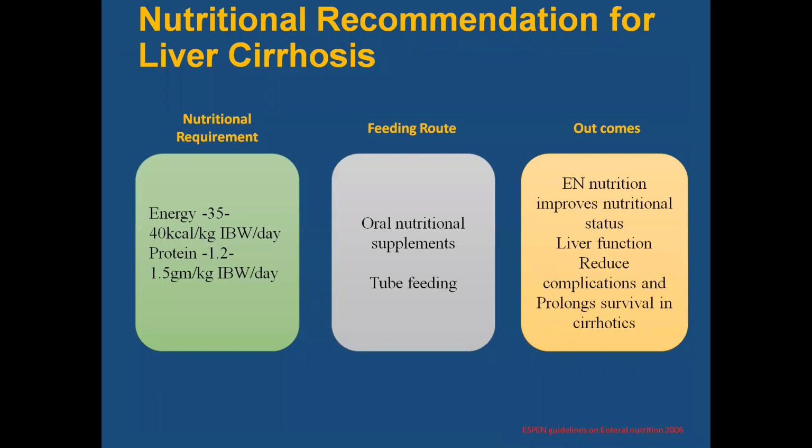This is the nutritional recommendation for liver cirrhosis. Nutrition requirement: energy is 35 to 40 kilocalorie per kg ideal body weight per day. Protein is 1.2 to 1.5 gram per kg ideal body weight per day. Feeding route is oral nutrition supplement and tube feeding. The outcomes are that enteral nutrition improves nutritional status and liver function, reduces complications, and prolongs survival in cirrhotic patients.